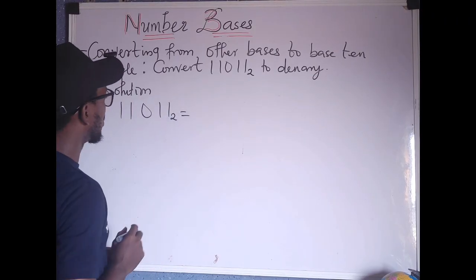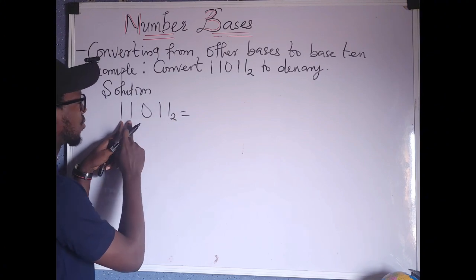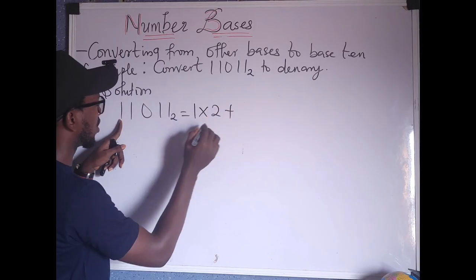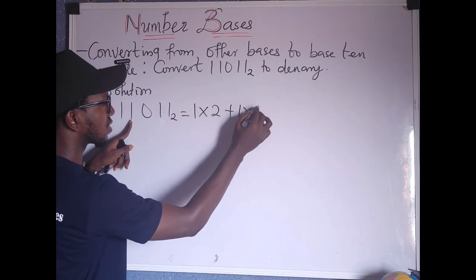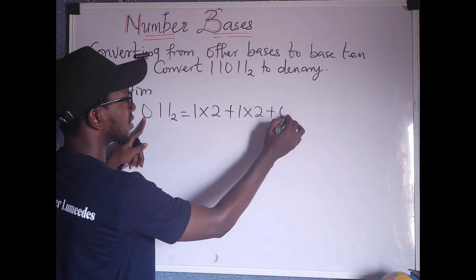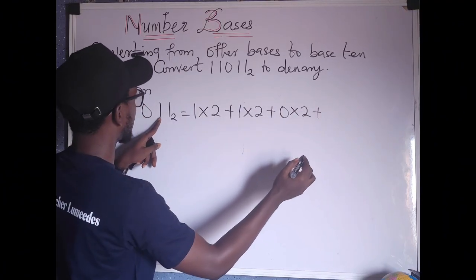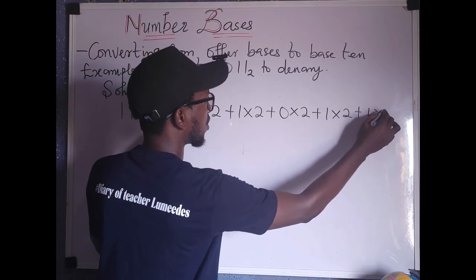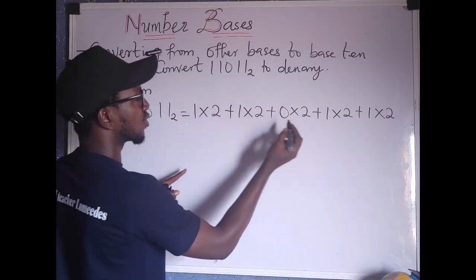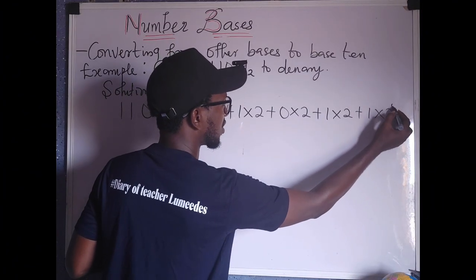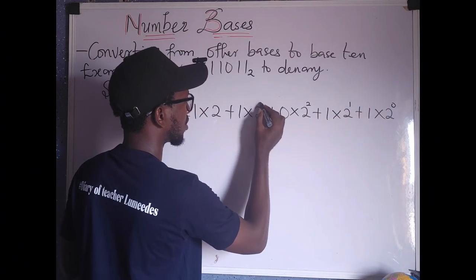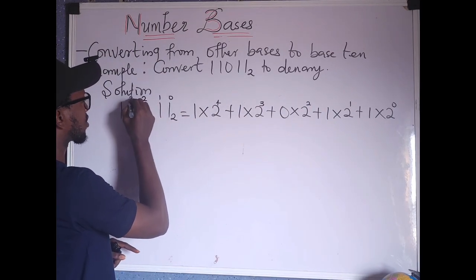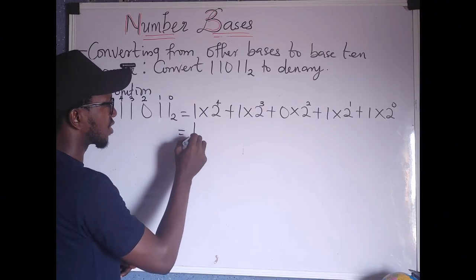11011 base 2. Each of these digits is going to be multiplying the base. So this first one here, 1 times 2, plus you go to the second one, 1 times 2, plus the third one, 0 times 2, plus the fourth one, 1 times 2, plus the fifth one, 1 times 2. Now on each of the 2s, you start the numbering from 0: 0, 1, 2, 3, and 4. Or to make it easier, you could put them here so that you don't forget as well. So this is 1 times.